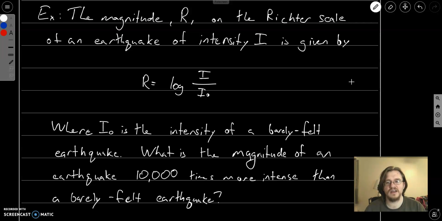The magnitude is R, and the intensity would be measured by scientific instruments. And we're just going to take the log of I, the intensity, divided by I naught, I sub 0. And I sub 0 is just the intensity of what the textbook calls a barely felt earthquake, meaning not much of an earthquake at all. Scientific instruments will not even be able to pick it up. So this is just the very, very weak earthquake. So the question is, what is the magnitude of an earthquake that's 10,000 times more intense than this weakest earthquake?